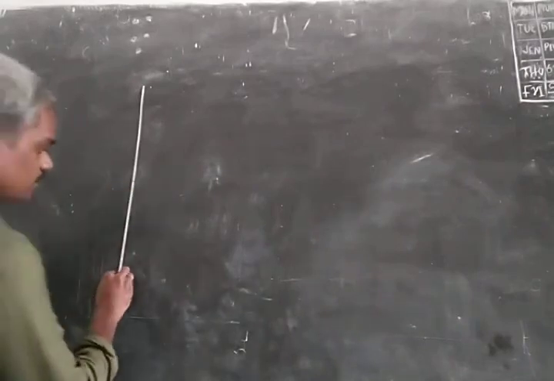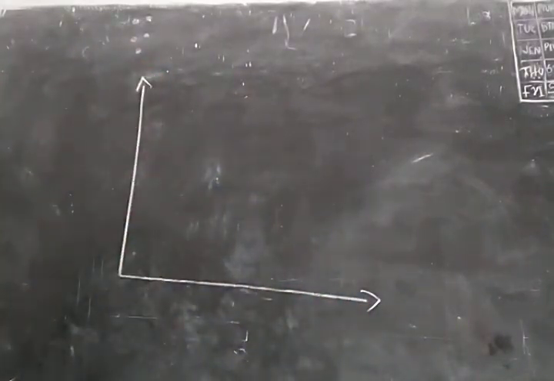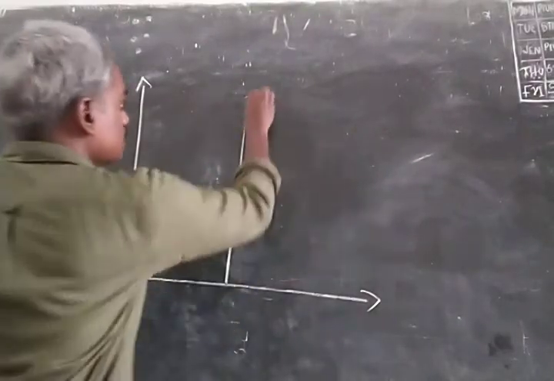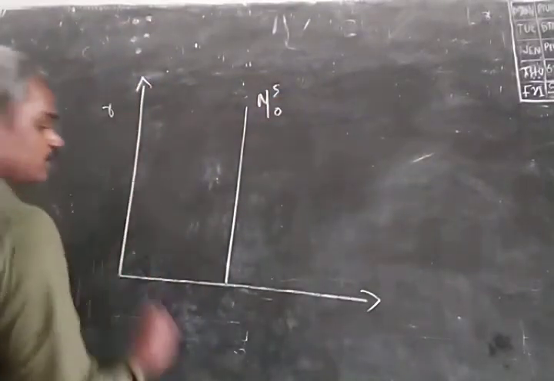Here we have a two quadrant diagram. In the first quadrant, we show demand for money and supply of money. This is the exogenously determined supply of money.